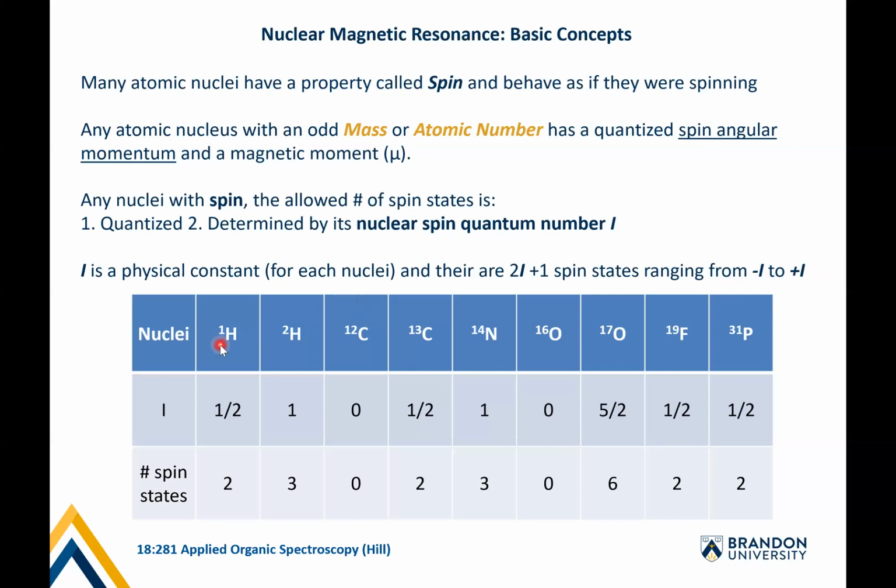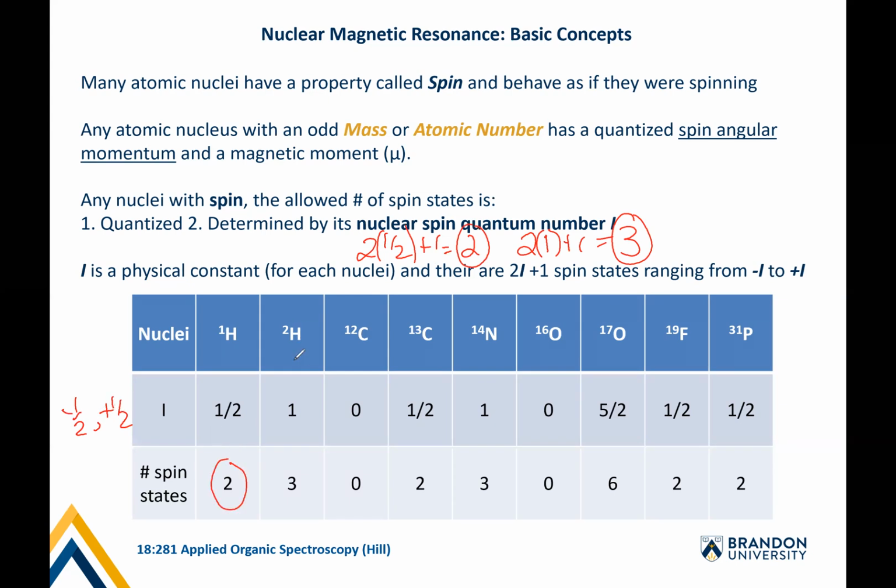So if you've got a proton, its nuclear spin quantum number is 1/2. And so the two spin states for hydrogen are going to be, let's draw this, minus 1/2 and plus 1/2. For deuterium, it's got an I of 1. So 2 times 1 plus 1 is going to equal 3. So it's going to have 3 spin states, whereas hydrogen, like the proton, 2 times 1/2 plus 1 is 2 times 1/2 is 1 plus 1 equals 2. So it's only got 2 spin states, minus 1/2 and plus 1/2, whereas deuterium is going to have 3 spin states. It's going to be minus 1, 0, 1.